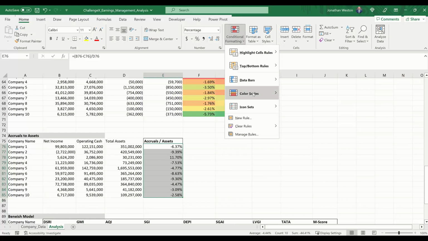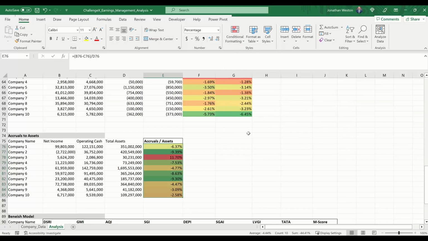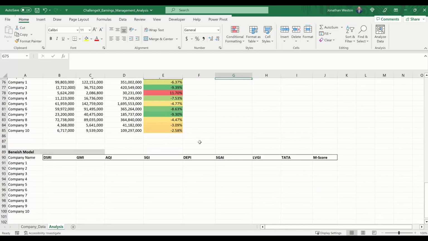Having a high percentage of accruals is not a great indicator. It's kind of hard to say without reference, but we will apply the red, yellow, green to that. And then lastly is the Beneish model.